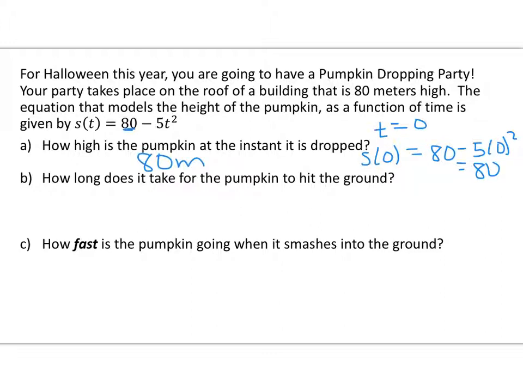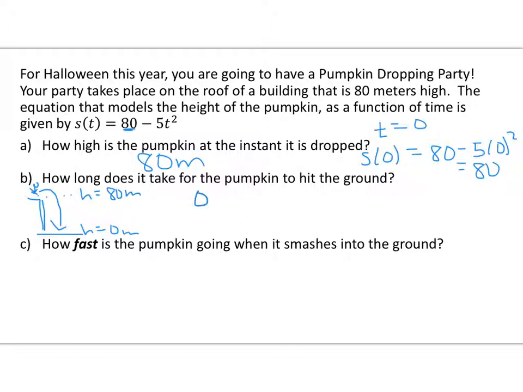Then it asks, how long does it take for the pumpkin to hit the ground? Well, if I'm standing up on the roof and I drop my pumpkin down to the ground, the starting height up here is 80 meters, so the height down at the ground has to be 0 meters. So we want to know when the height is 0. So s of t has to equal 0.